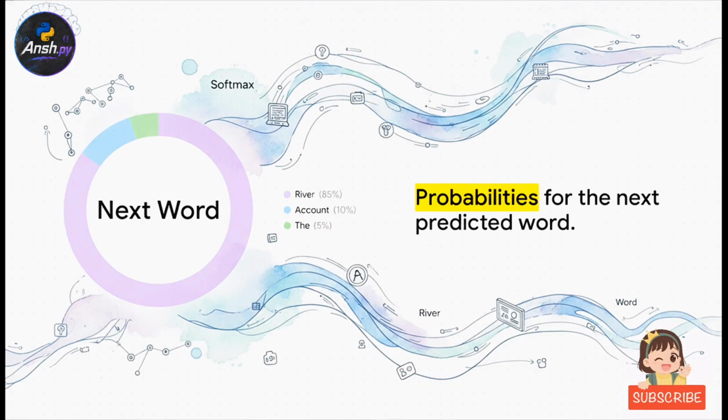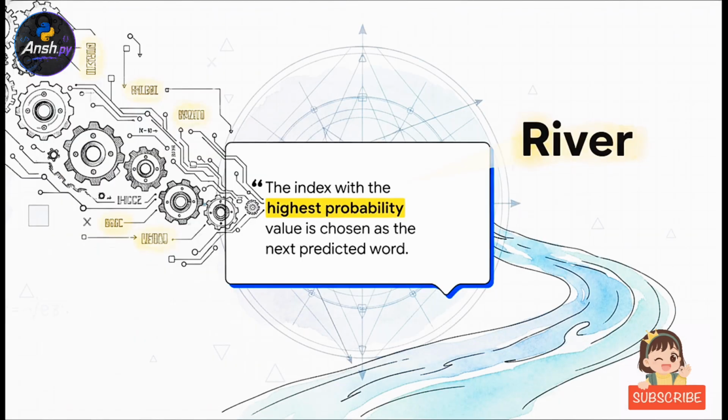What's really fascinating here is how the math boldly declares a clear winner. Out of tens of thousands of words in the entire English dictionary, the Softmax function gives us actual probabilities. For the context of bank, maybe the word river gets an 85% probability, account gets 10%, and the gets just 5%. And exactly as the architecture dictates, the index with the highest probability value is chosen as the next predicted word in the sequence.